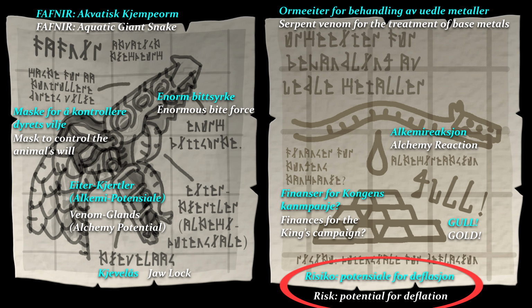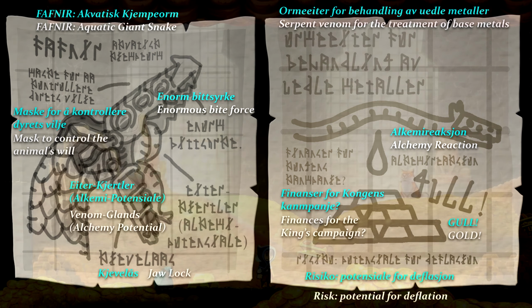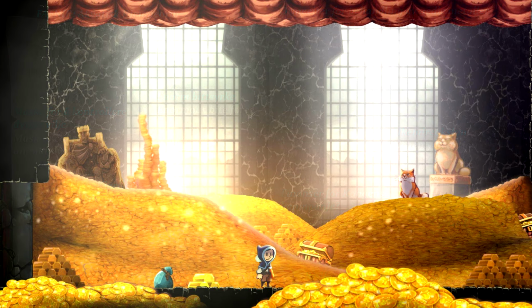Risk, potential for deflation. So here we discover the source of the king's vast fortune shown at the end of Teslagrad 1. They were using Fafnir's venom to transmute metal into gold. There's a recurring theme of the king's insecurity, of being a total failure in the absence of Teslamancer technology, and this is just another example of it. Even his wealth is fake. But this does raise a continuity question. If Wormheim's teleporter was still broken, then how did all of this gold get here?